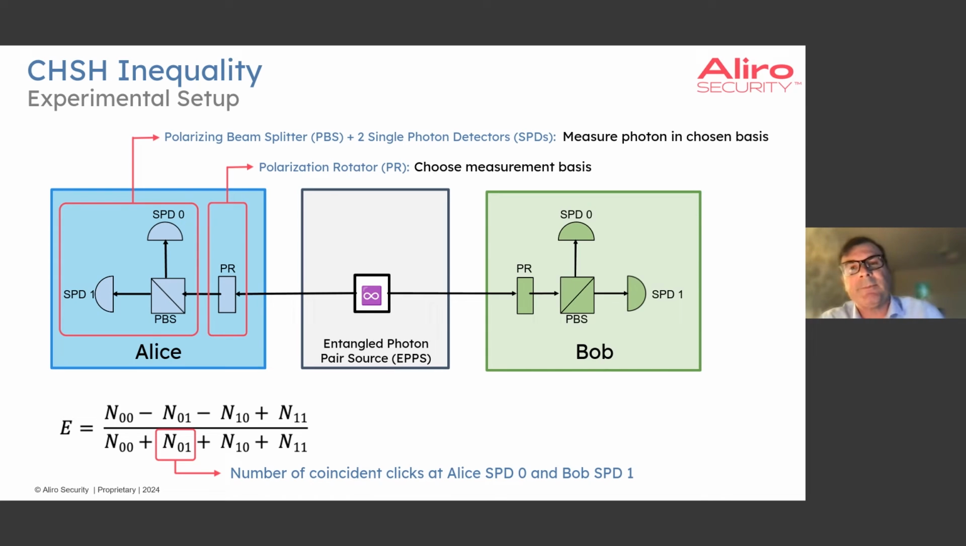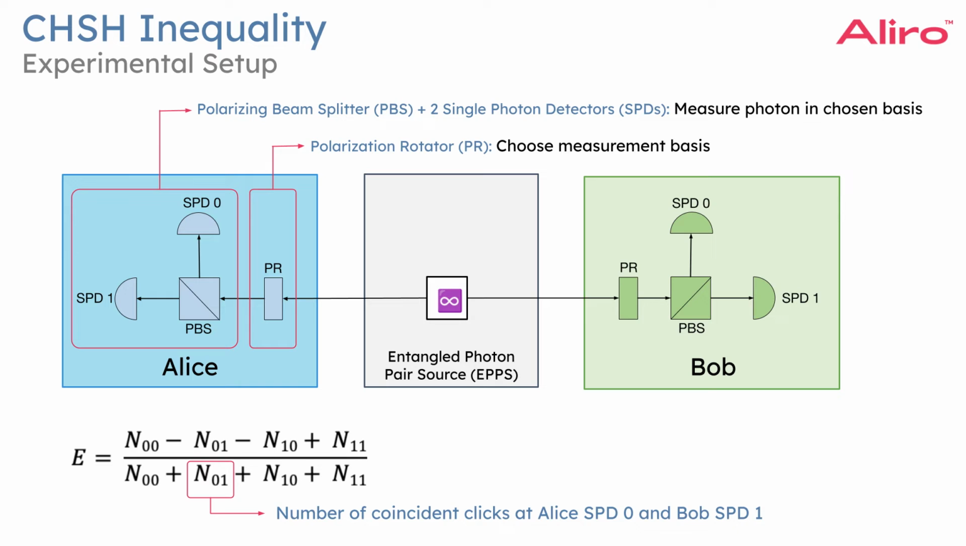The experimental setup is very simple and shown here. We have a photon pair source, entangled photon pair source in the middle, and we want to determine whether the photons that it produces are really entangled or not. To find out, Alice and Bob each perform a series of Bell state measurements using a polarizing beam splitter and two single photon detectors. Alice and Bob also each have a polarization rotator, which allows them to independently choose their measurement basis. This is the same setup that we saw at Bob when we described the BB84 protocol.